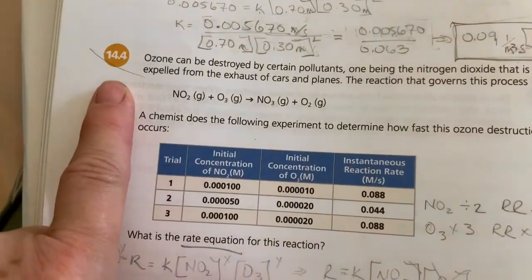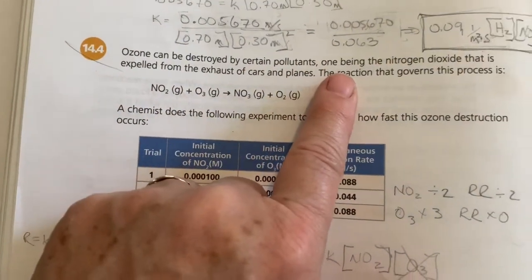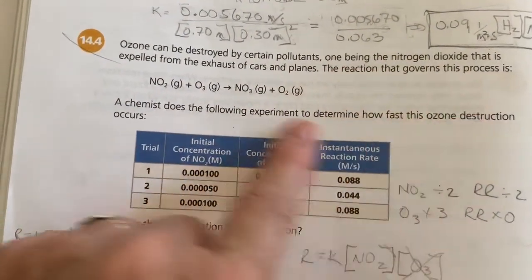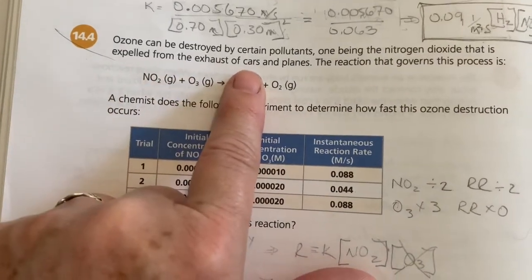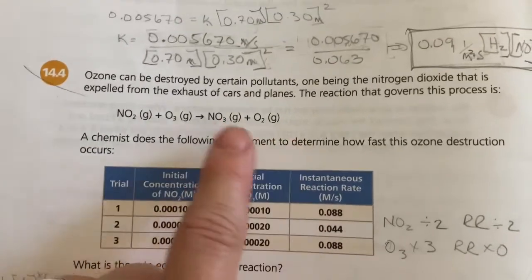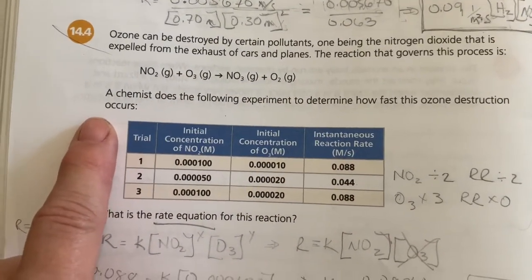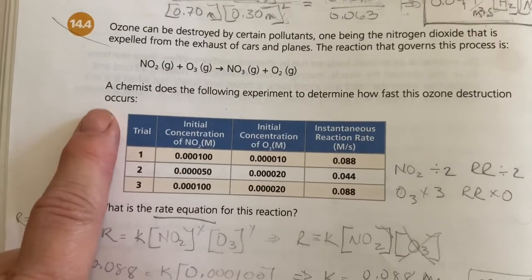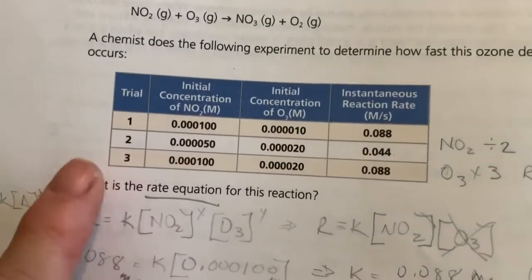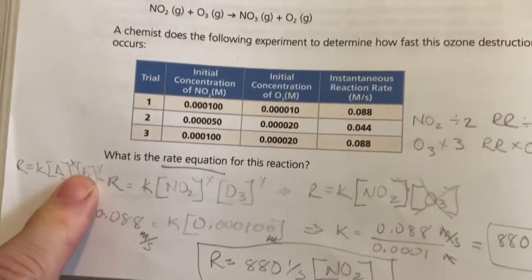Okay, 14.4. Ozone can be destroyed by certain pollutants, one being the nitrogen dioxide that is expelled from the exhaust of cars and planes. The reaction that governs this process is this. A chemist does the following experiment to determine how fast the ozone disintegration or destruction occurs. So that's his little chart with his 3 trials. What is the rate equation of this reaction?